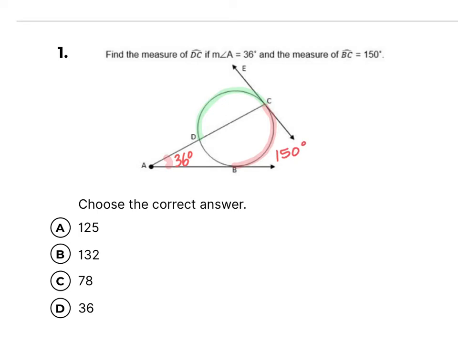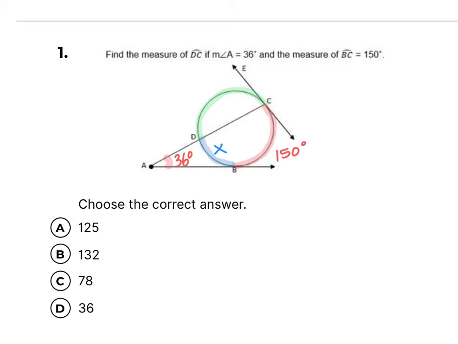What you can do is first find the measure of arc DB, and then after you find the measure of arc DB, you can subtract this and 150 from 360 to find the measure of arc DC. So let's start by finding X first. The angle A is an angle outside the circle. So angle A is big arc minus small arc divided by 2.